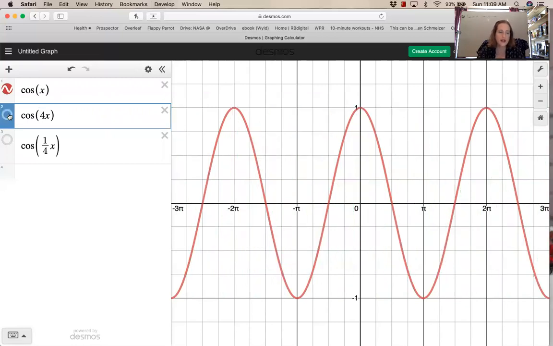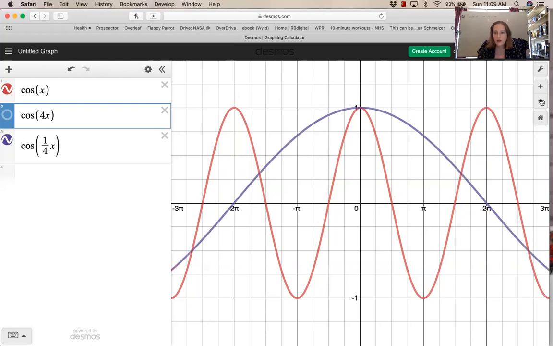Okay, all right. So now let's look at cosine of 1/4 x. I'm expecting that to horizontally stretch my function, or make my period wider, make my period longer. And since 1/2 made my period twice as long, I'm expecting 1/4 to make my period 4 times as long. So my original period is 2 pi. If I take 2 pi and multiply by 4, I'm expecting the period of this function to be 8 pi. Let's see if we're right.